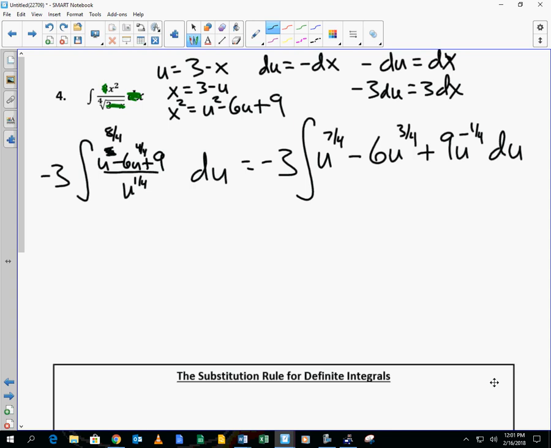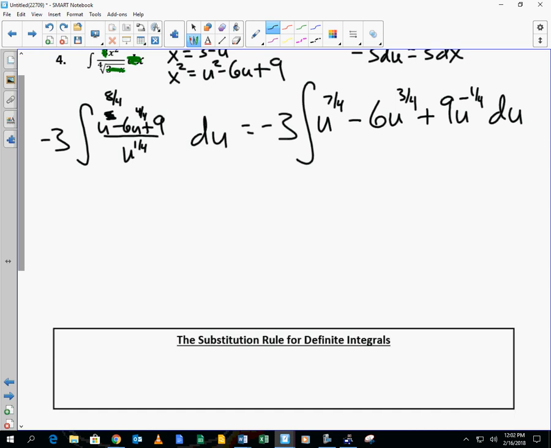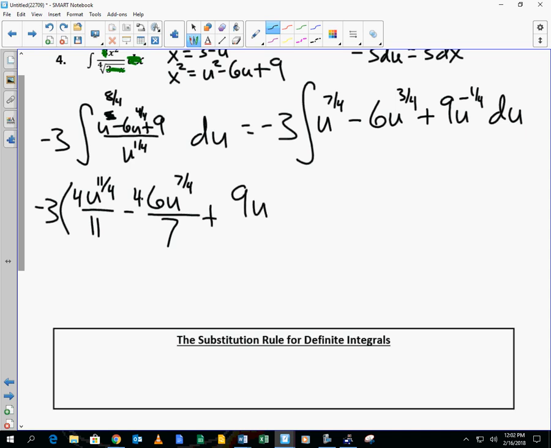So we have not taken an antiderivative yet, which is where people get in trouble. If you on your test don't write the integral symbol anymore at this point, I'm assuming that you've tried to take the antiderivative. And people get confused. I haven't taken the antiderivative yet. So I have negative 3 times, what's the antiderivative of u to the 7/4? U to the 11/4 divided by 11/4, or multiplied by 4/11, minus 6u to the 7/4 divided by 7/4, or multiplied by 4/7, plus 9u to the 3/4 divided by 3/4, or multiplied by 4/3, plus c.